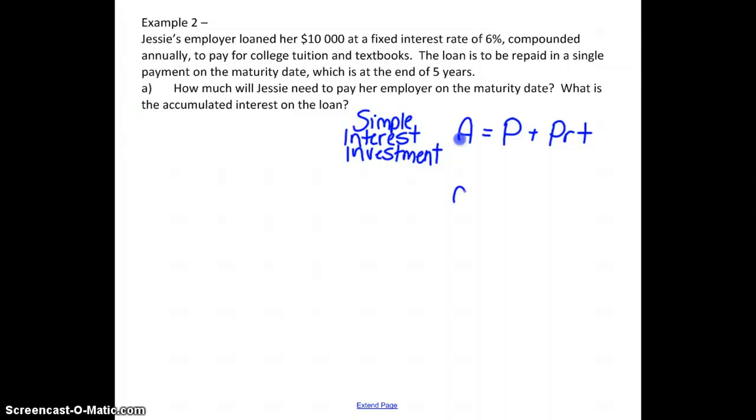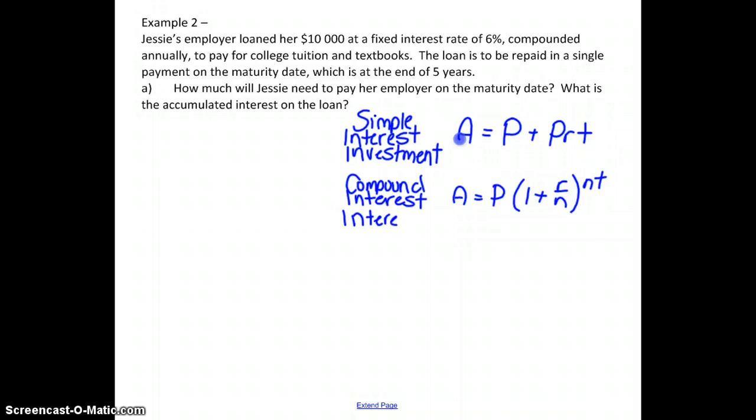Then we have A equals P times (1 plus r over n) to the power of n times t. This is your compound interest investment. So you could use this formula.